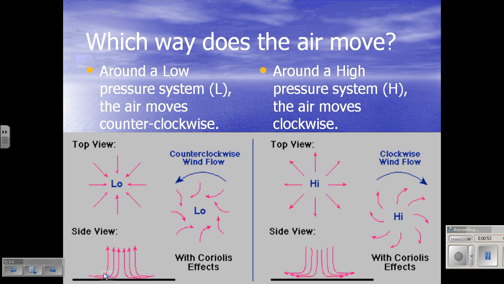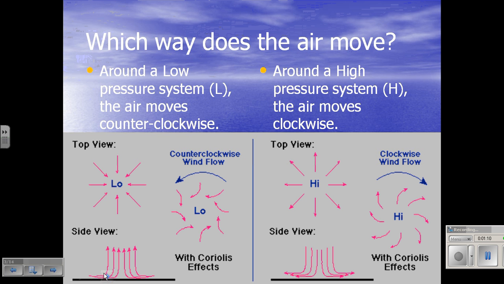So we talked about highs and lows yesterday. Remember that around the low pressure system, the air is moving counterclockwise and it's moving clockwise around the high. You're going to want to put a big star by this because this is going to be something that's on the test. It makes a difference because it tells us how the storms are going to move themselves.